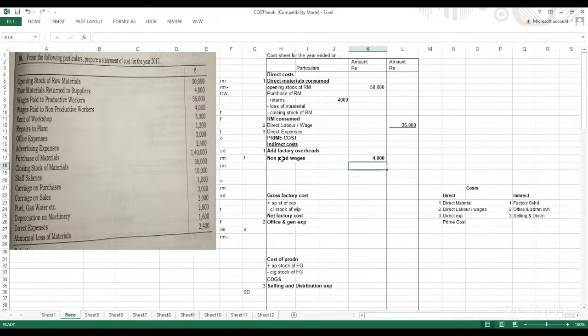Then rent of workshop, again factory expense. Rent of workshop, amount is 5,000. Repairs to plant, again here only repairs to plant, 1,200. Anything which relates to production activity will go in factory. Then office expenses 3,000. So under office I'll put office expenses.